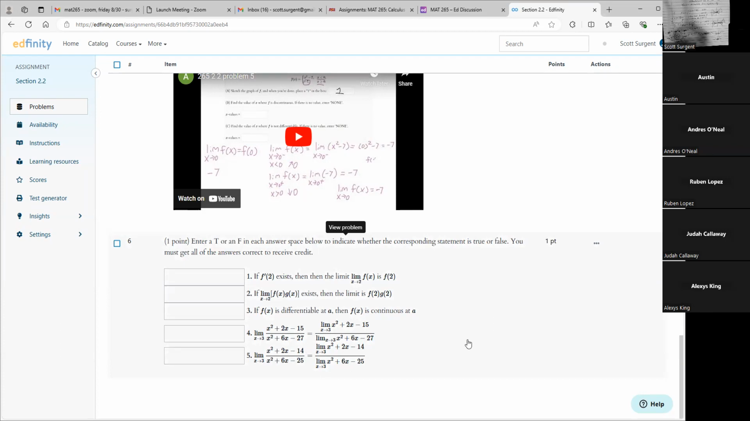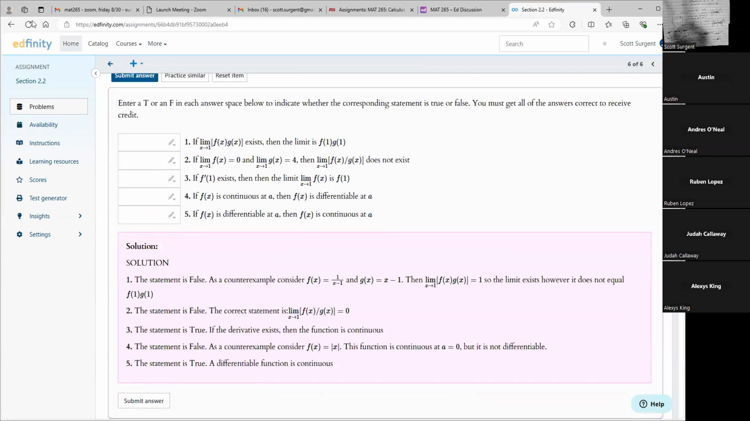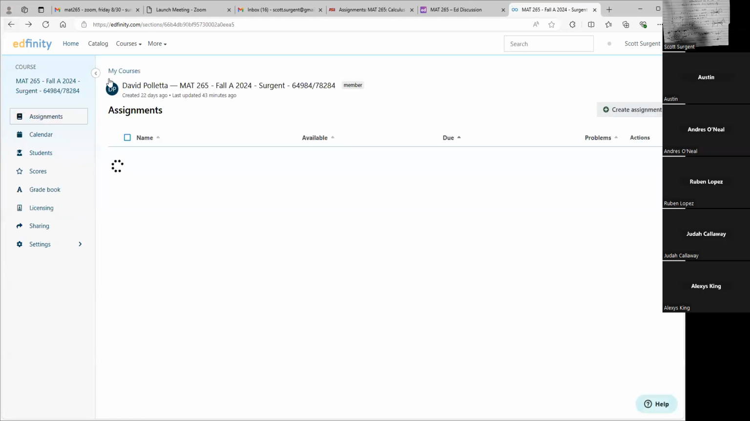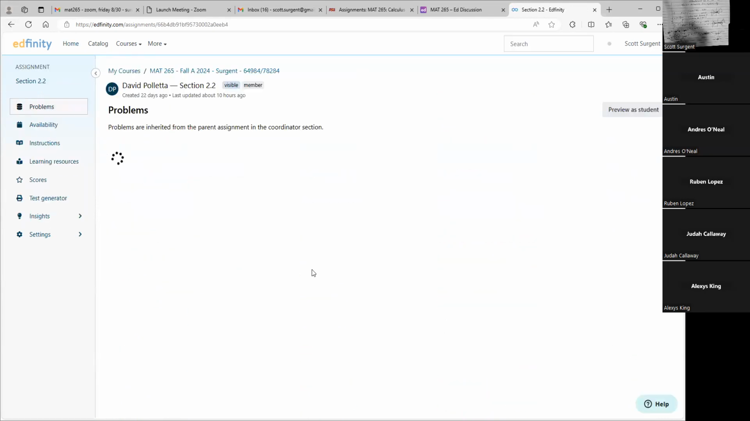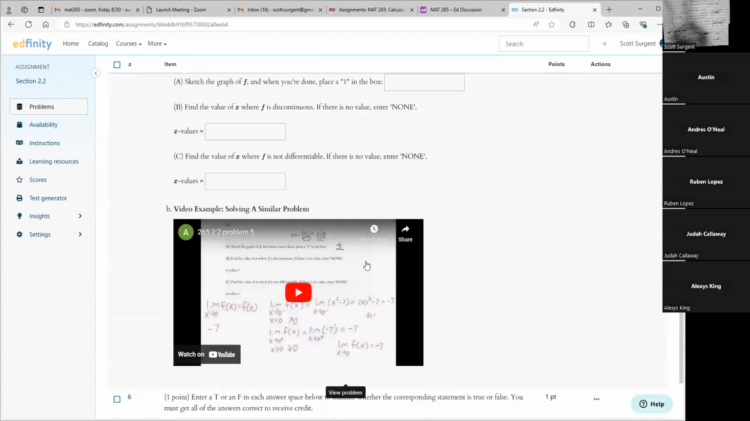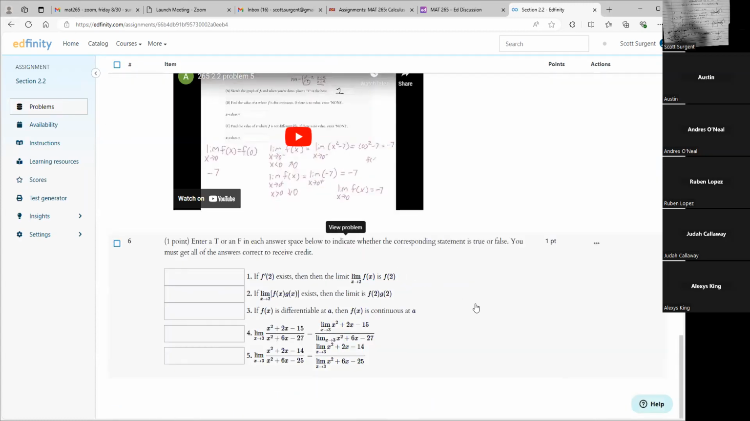If f prime of 2 exists, then the limit as x approaches 2 is f of 2. Now this is related to the one we did about 10 minutes ago. This is the case of differentiability implies continuity. Well, that's bizarre. It's a different question when I click on it. Sorry about that. Let's leave this one up. So for this number 1, differentiability implies continuity. That is true.